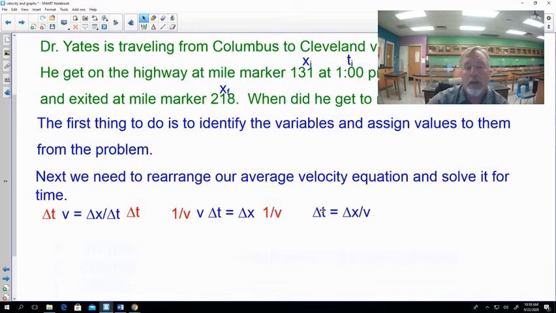Now, some of you might be asking, well, Dr. Yates, I don't see a TI or a TF in there. And you're right, because it's buried inside of our delta T, and we'll address that near the end. First, we need to solve for delta T, because that's the variable that is in our equation.